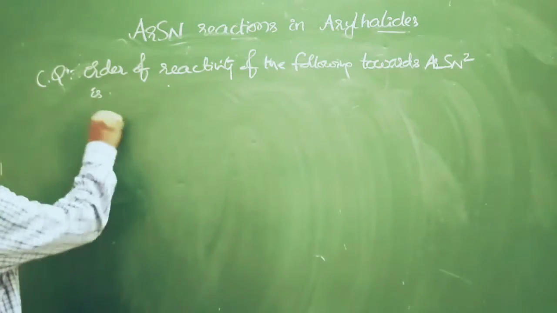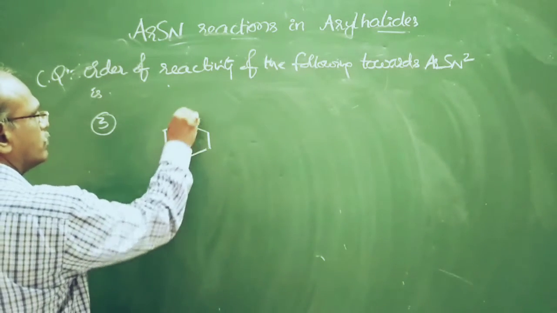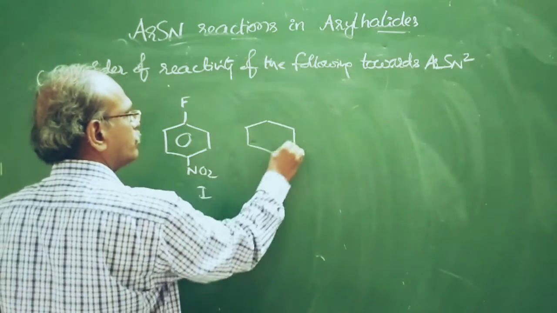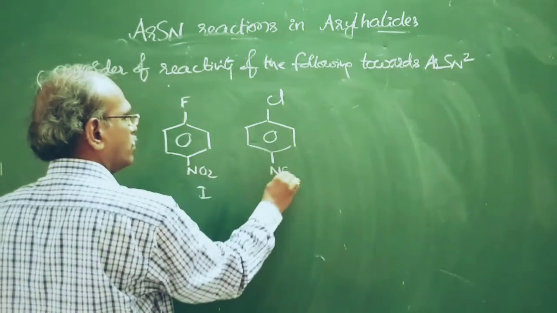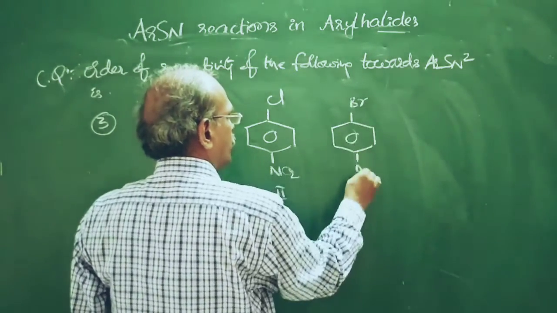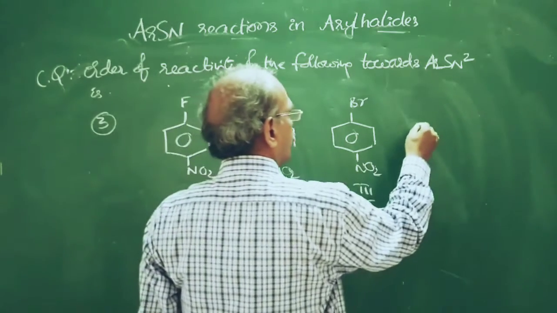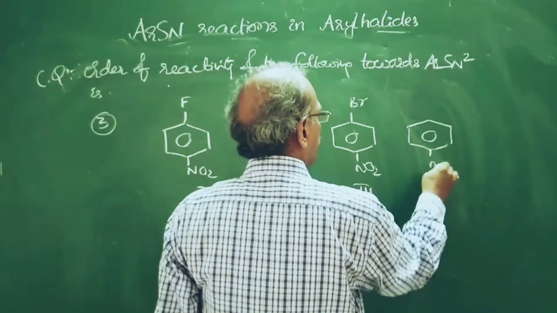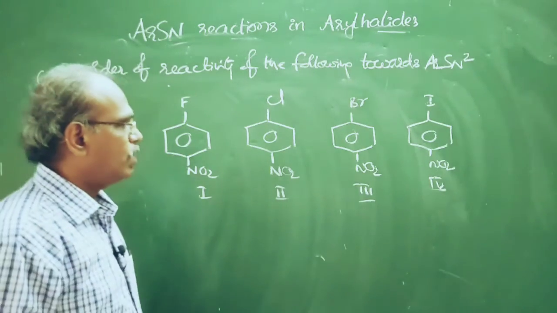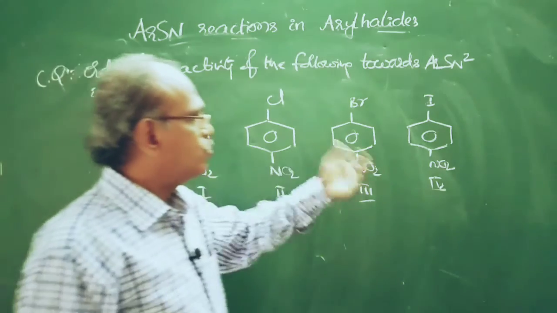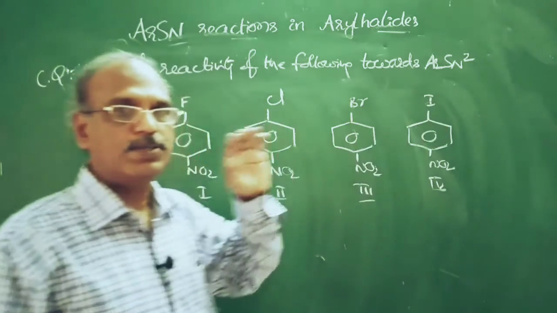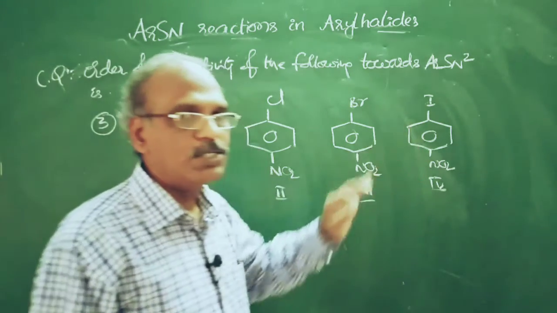Now, third one, see F, NO2, Cl this time, and bromo, paranitrobromobenzene, paranitroiodobenzene. Generally, what a student expects is fourth one may be the most reactive because based on leaving ability of I minus. But in fact, this is the least reactive.